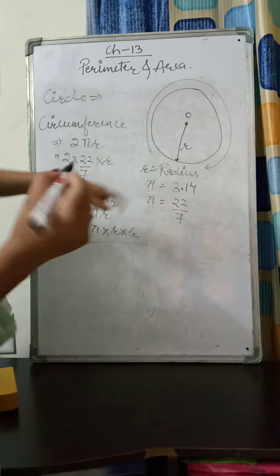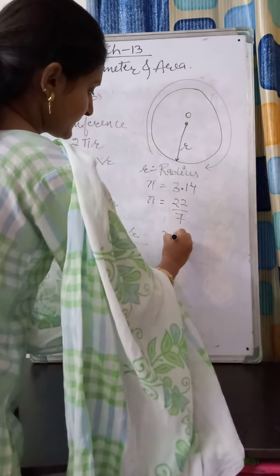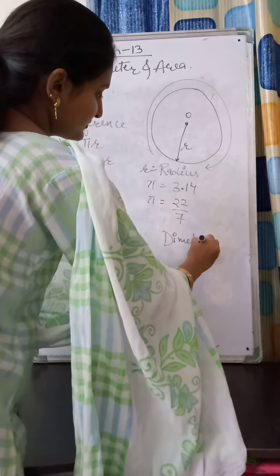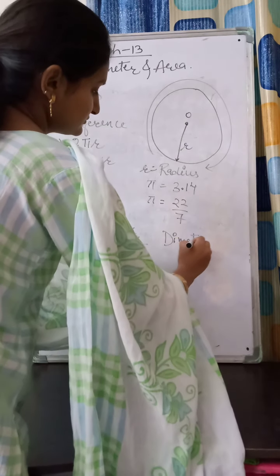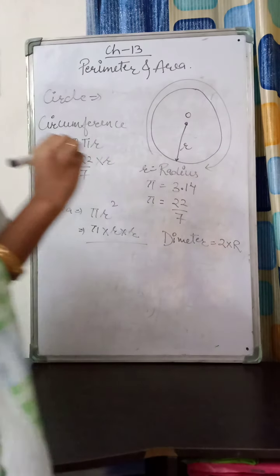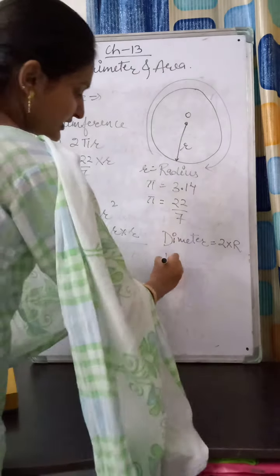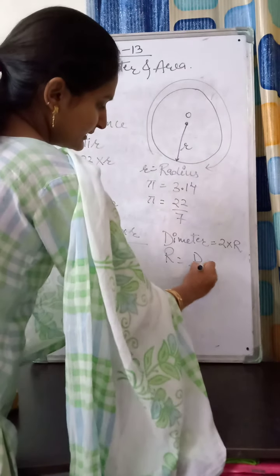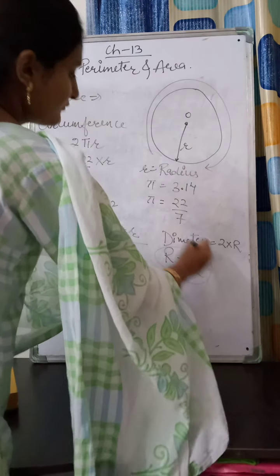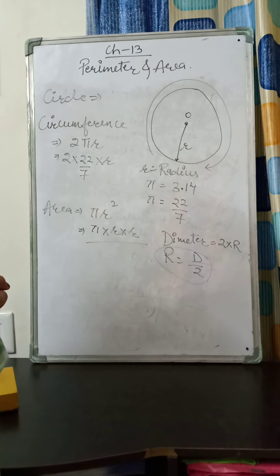Fine. And also, what is radius? Radius, we can also say, is half of the diameter. That means diameter is 2 into r. 2 into radius is the diameter, or radius will be half of the diameter. So here we have completed our introduction of perimeter and area.